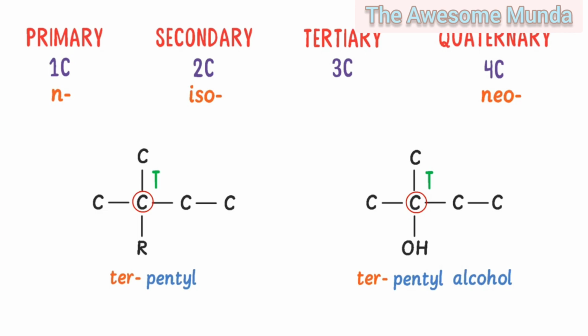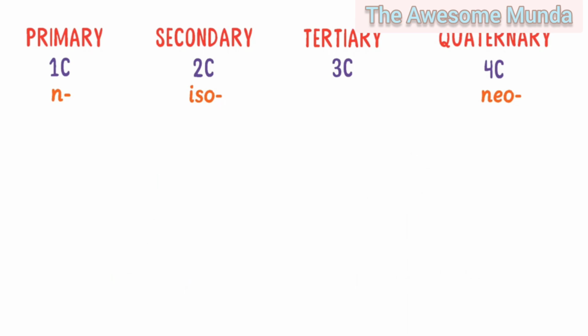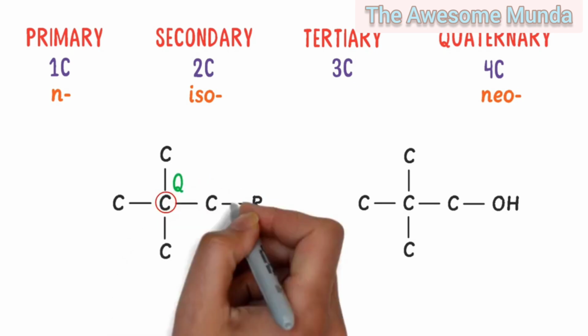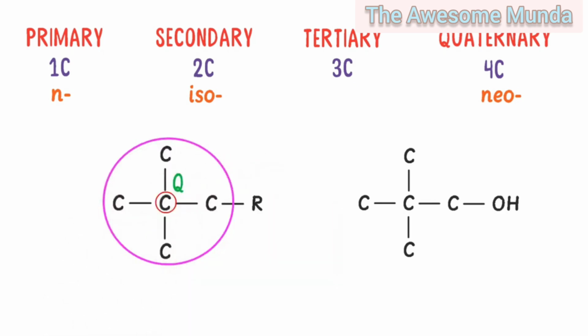Now let me take you to the harder level. Consider this organic compound and this organic compound. In this case, this carbon is bonded to 4 other carbons, so it is a quaternary carbon. In case of a quaternary carbon, I encircle this whole thing. This alkyl group is bonded to this whole thing. I mean, this alkyl group is bonded to a quaternary carbon.